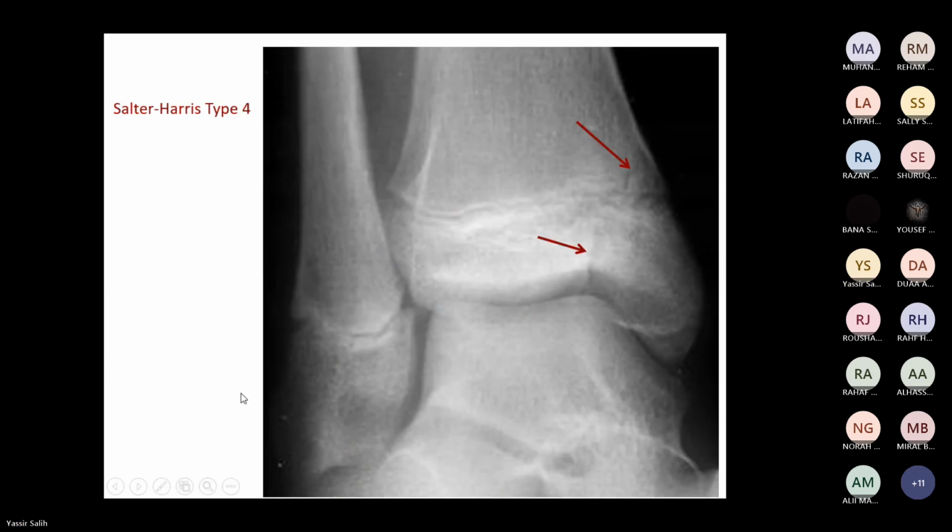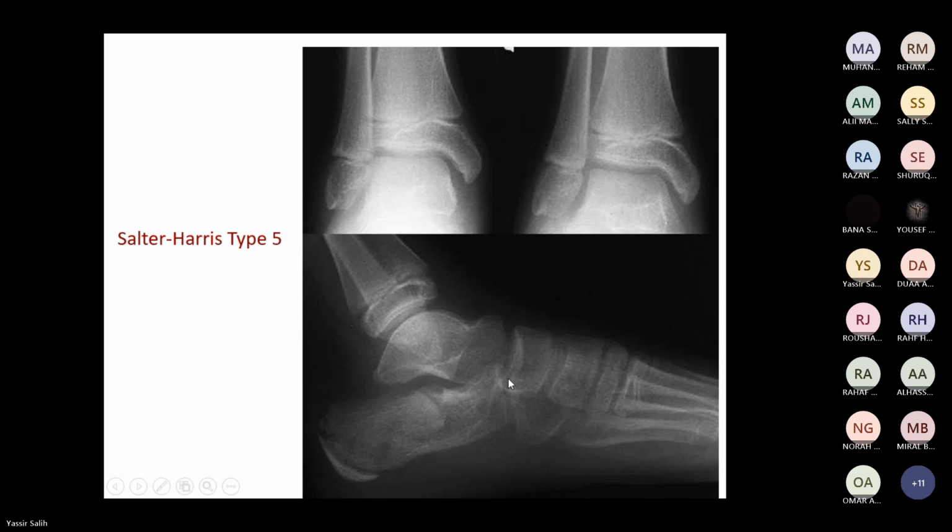How about this? Type 4 involves both the metaphysis and the epiphysis. Do you see the fracture line? Yes, a lucent line running across the epiphysis, the plate, and the metaphysis. So this is type 4. What about this? Type 5, because there is a reduction in the epiphyseal plate. This is Salter-Harris type 5.